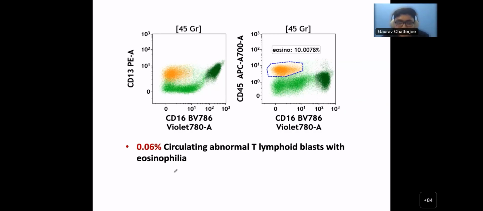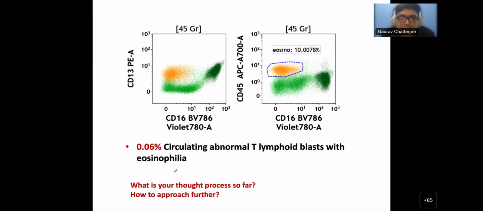Patient had lymph node, patient had fever, and now we are finding a very small population of T blasts in peripheral blood along with eosinophilia. What would you want to do next? Sir, I would go for FNAC of the lymph nodes. Okay, FNAC of lymph node or lymph node biopsy as well, right? Yeah, lymph node biopsy can be looked at, just to see what's happening there.